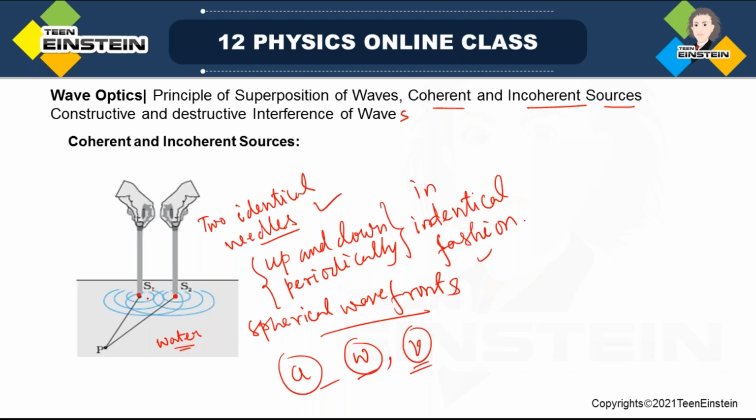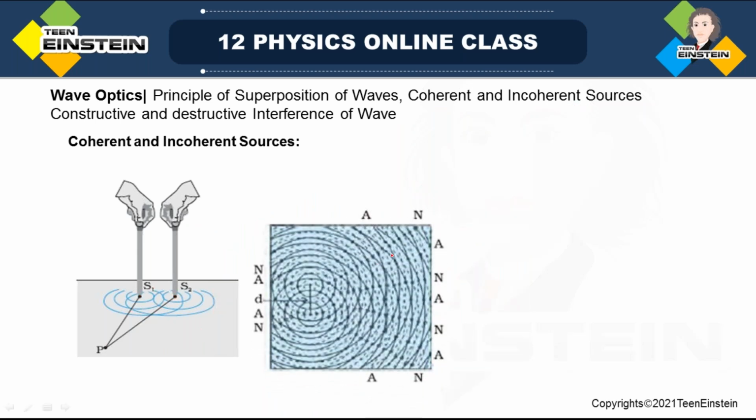Now what will they do? They will actually meet each other. As you can see, they are meeting at this point, at this point, at this point. When they meet each other, depending on whether they are meeting in phase or out of phase, they will produce nodes and antinodes, as you can see from here.